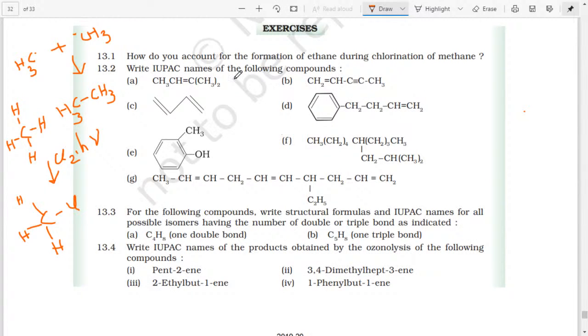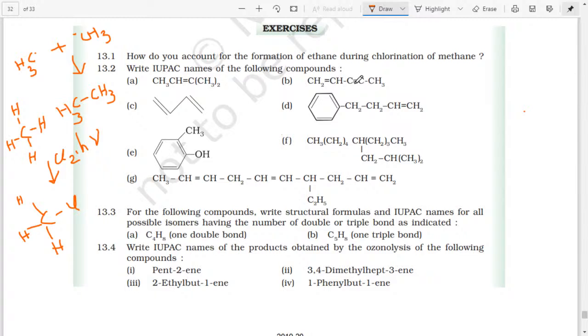Write IUPAC names of the following compounds. IUPAC nomenclature follows rules. The first rule is to choose the longest chain. 1, 2, 3, and this is 4, and one methyl is here, right? So what is the name? 2-methyl. The substituent must get the lowest number. So 2-methyl-2-butene.